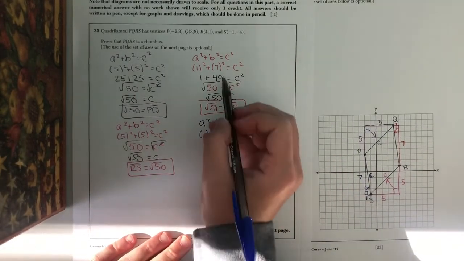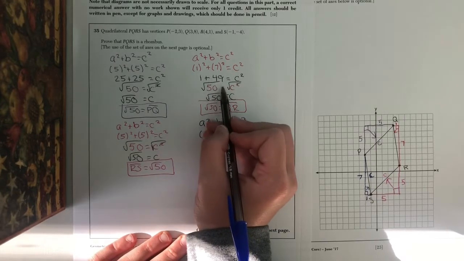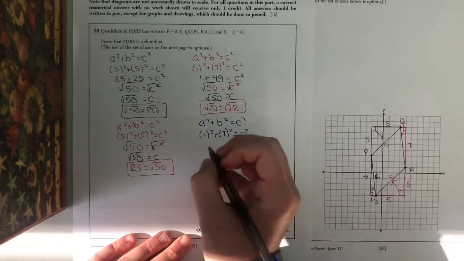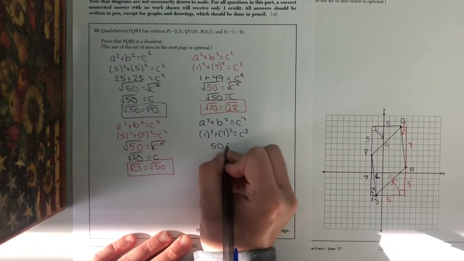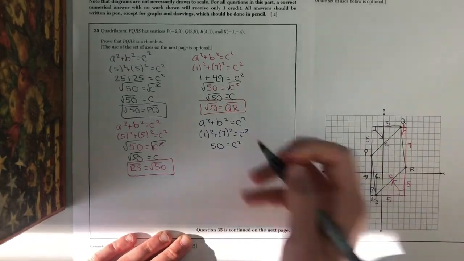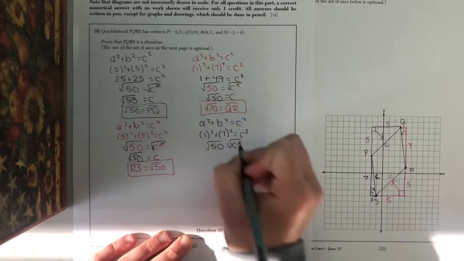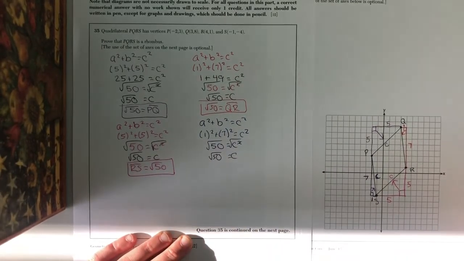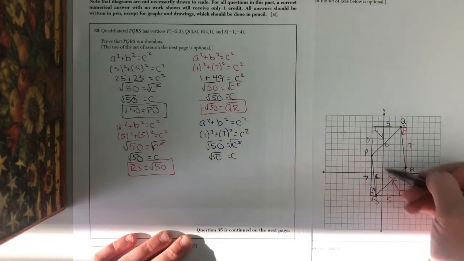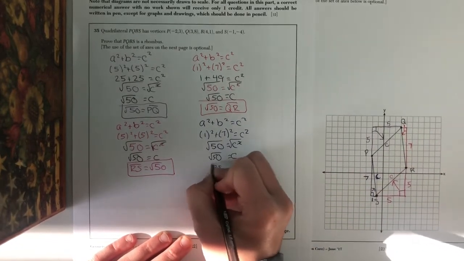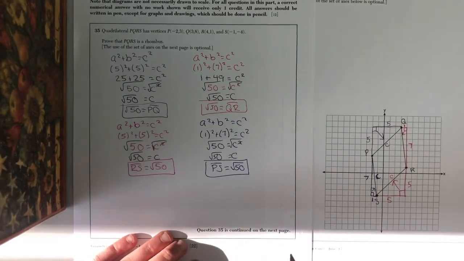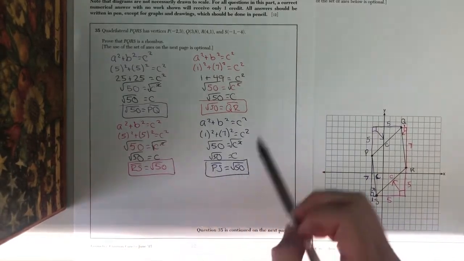We know 1 squared plus 7 squared gives me 1 plus 49, which gives me 50. So I have 50 is equal to C squared. Get rid of that 2, take the square root, get C is equal to the square root of 50. So therefore, side PS is equal to the square root of 50. Okay, so now we just have proved that all the sides are equal.